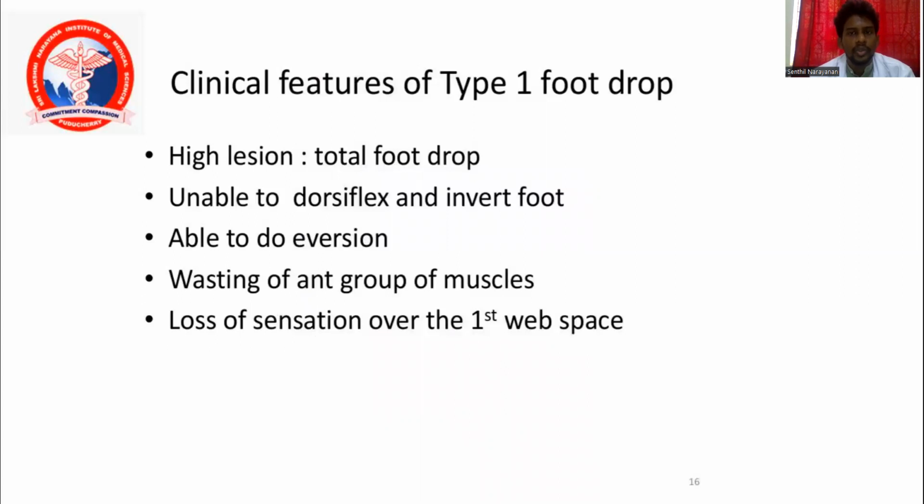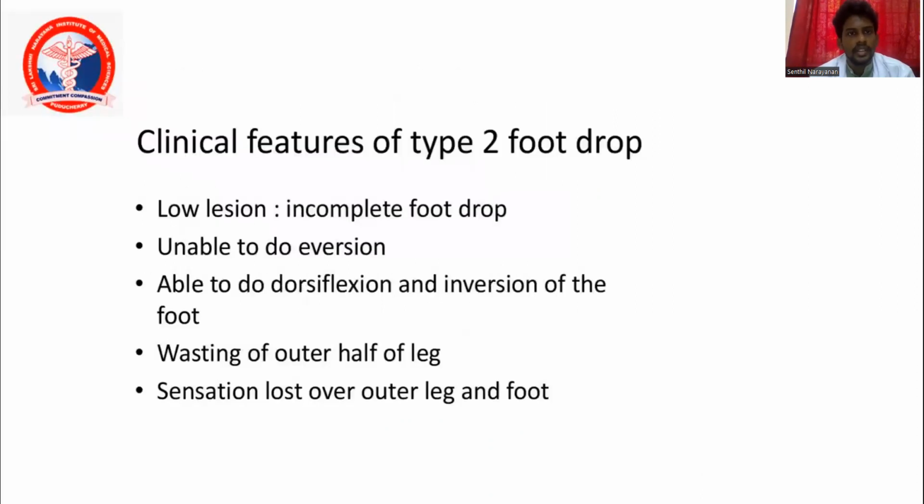Clinical features of a type 1 foot drop. High lesion, there is a total foot drop. The patient is unable to dorsiflex and invert the foot, but eversion is possible because eversion is supplied by the superficial peroneal nerve. There is wasting of the anterior group of muscles, which is the anterior compartment muscles. There is loss of sensation over the first web space.